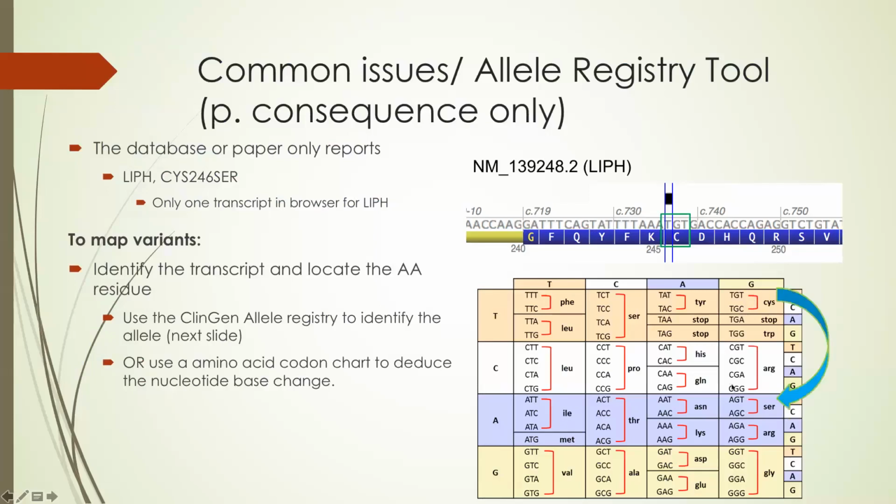So in this case, I would see that this TGT can be converted by one SNP to an AGT, and so we could say position 736 T to A in this transcript that we identified is a possible HGVS expression for this variant.